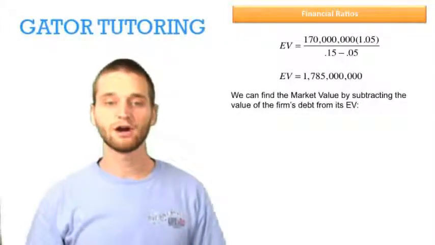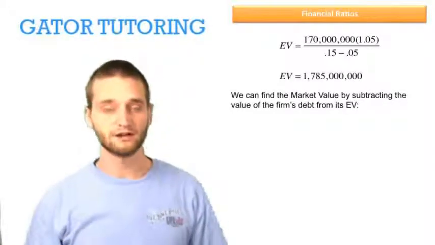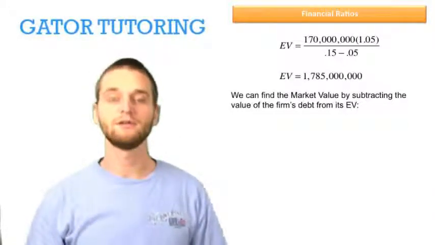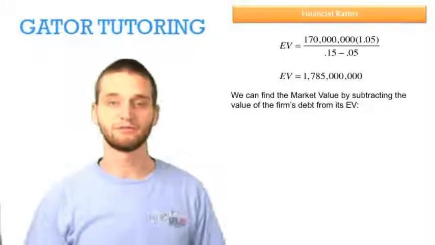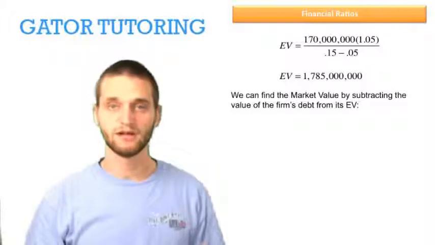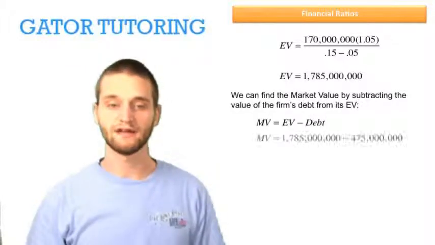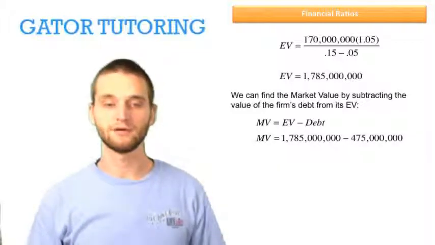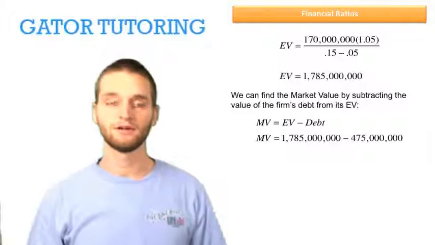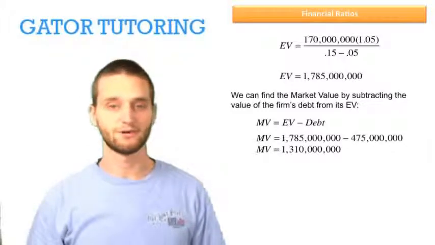So now we can find the market value by subtracting the value of the firm's debt from its enterprise value. Because remember, enterprise value is the value of its equity plus the value of its debt. So we subtract the value of its debt from the enterprise value and we're left with the value of its equity. And we're given the value of its debt. It's $475 million. We just found its enterprise value of $1.785 billion. So when we subtract these two, we get $1.31 billion as the market value of its equity.